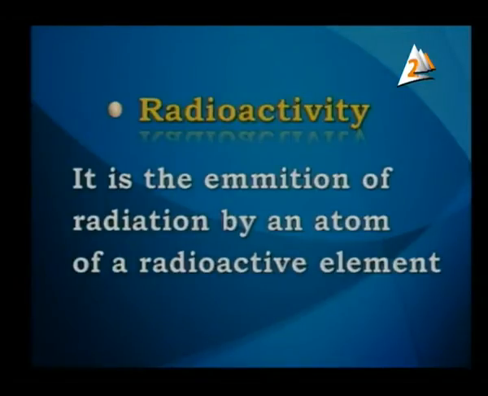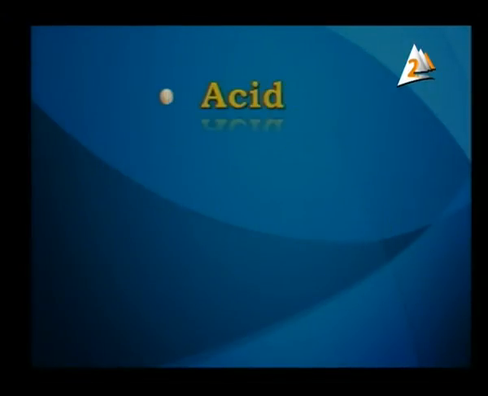They are radioactive elements. What's meant by radioactive here? It is the emission of radiation by itself, by the atom by itself. So the mass and volume of these atoms will decrease by itself after a period of time. So it is emission of the radiation by an atom of a radioactive element. Let's go to see another one.